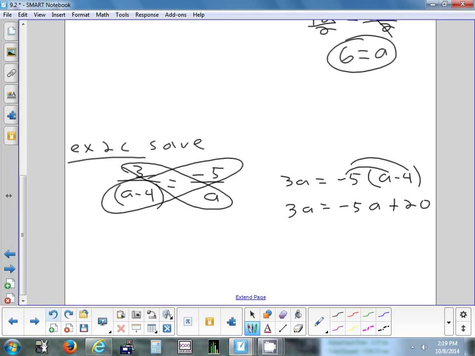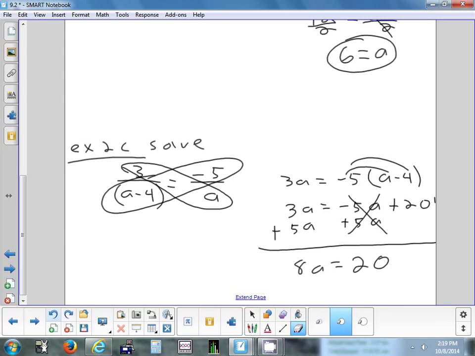Okay, what's my next step? Next step, Victoria? Yep, we're going to add 5A. Add 5A. Negative 5A plus 5A cancels out. Dominic, what's 5A plus 3A? 8A. 8A, good. On the right-hand side, all I have left is 20. Okay, what's my last step?